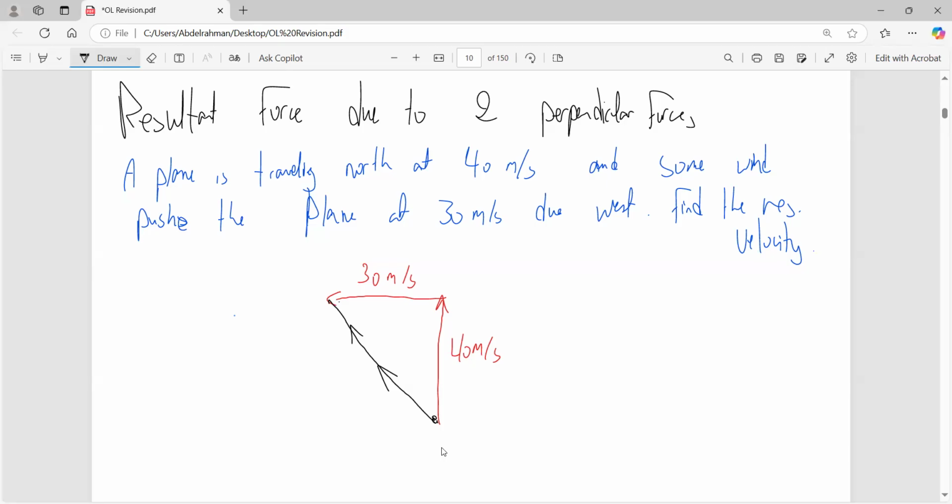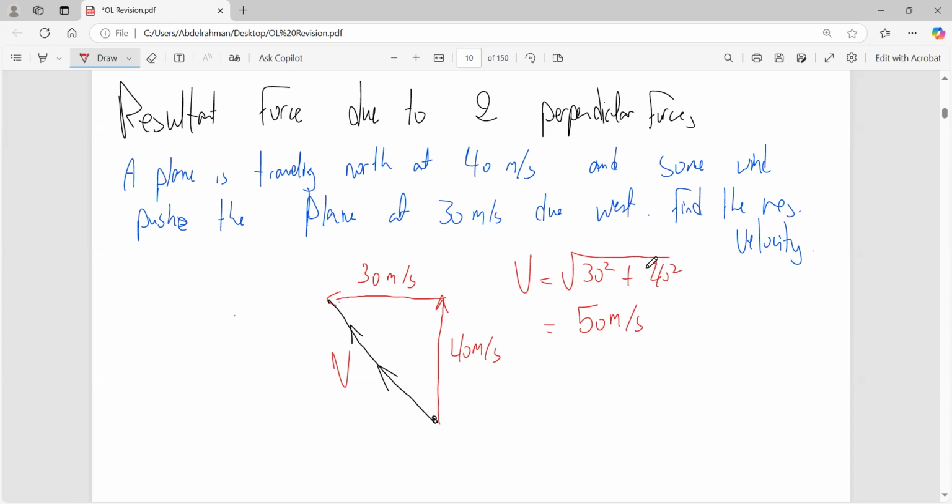Find the resultant speed. How can I find it? Using the Pythagorean theorem. The resultant velocity is the square root of a squared plus b squared, or 30 squared plus 40 squared, which is 50 meters per second in this direction. So this is the resultant velocity v in meters per second.